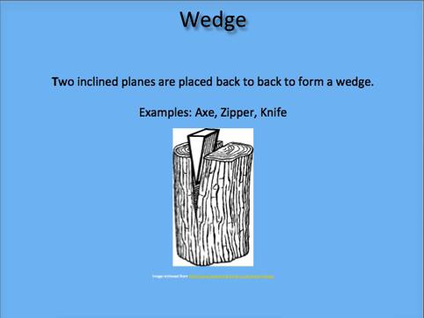A wedge is simply two inclined planes placed back to back. Imagine trying to chop wood with a square axe. It would be impossible. The triangular wedge shape increases the force of your blows and allows you to successfully chop wood.